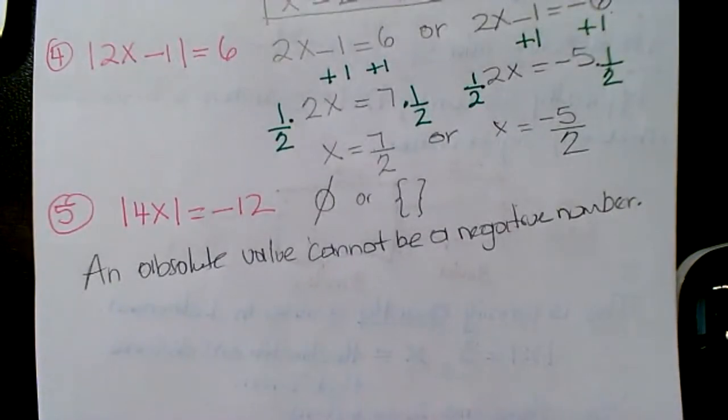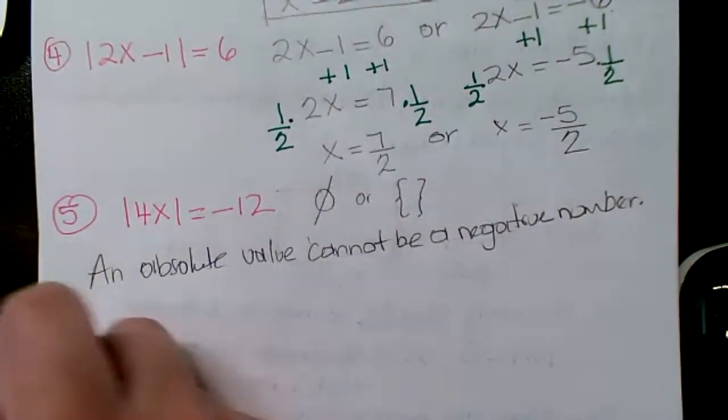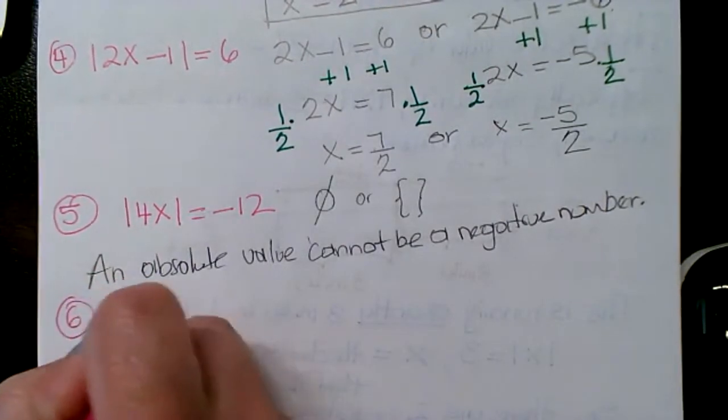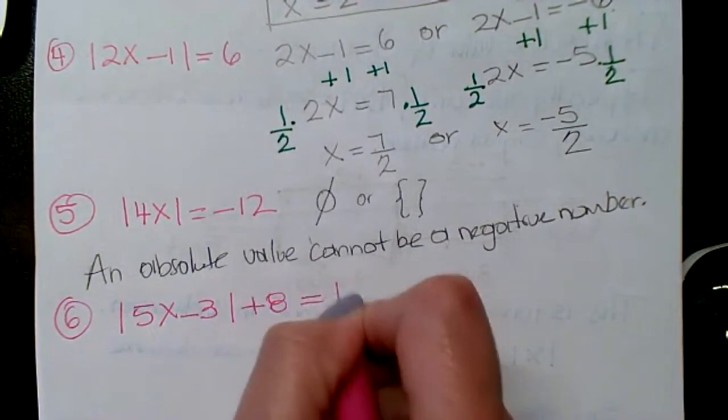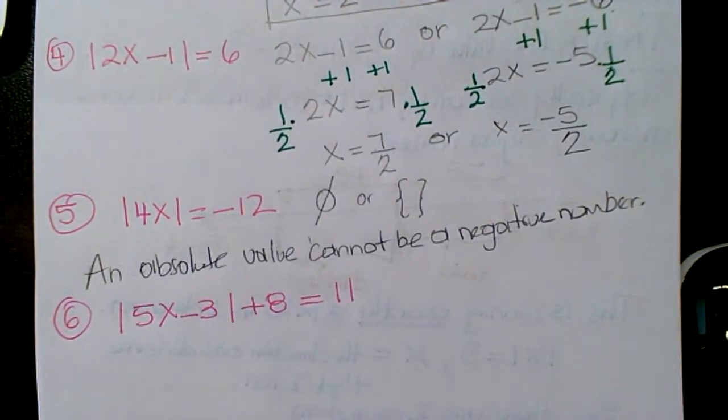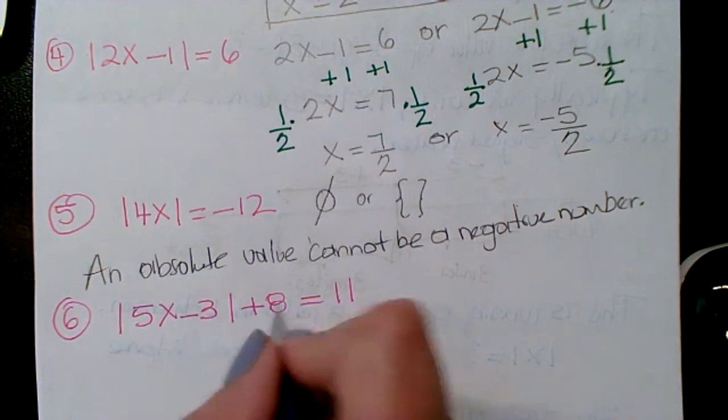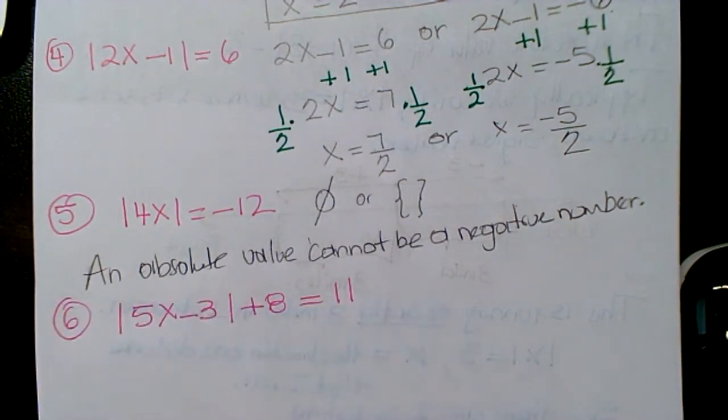Let's do this one too. I have the absolute value of 5x minus 3, plus 8 equals 11. One thing that we need to remember is that the absolute value must be isolated before writing the compound sentence, okay? We need to isolate the absolute value. So what do I need to do here?